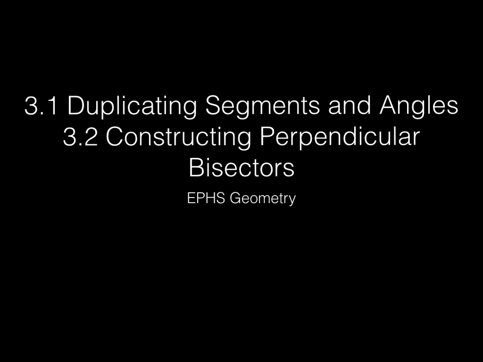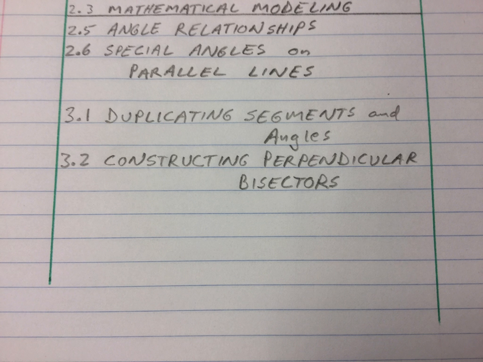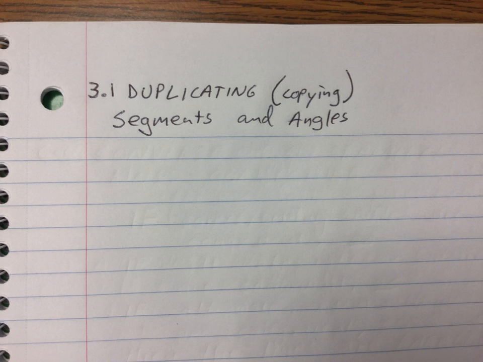Section 3.1 is duplicating segments and angles. Section 3.2 is constructing perpendicular bisectors. Get this in your table of contents, and then we'll begin with 3.1. Reminder, another word for duplicating is copying. We're going to copy segments and angles.